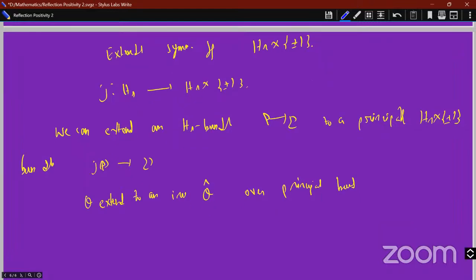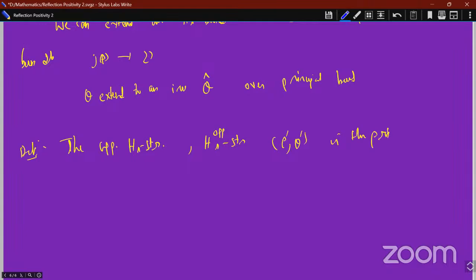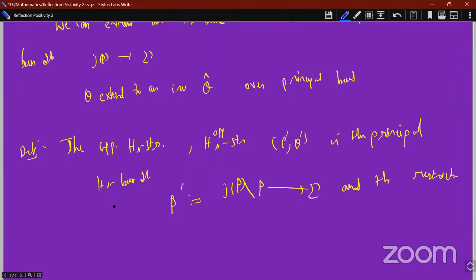Right. So now for reflection positivity, we'll talk about the notion of an opposite Hn structure. So, a quick definition: the opposite Hn structure is a principal Hn bundle, and theta dash is a restriction of theta hat.